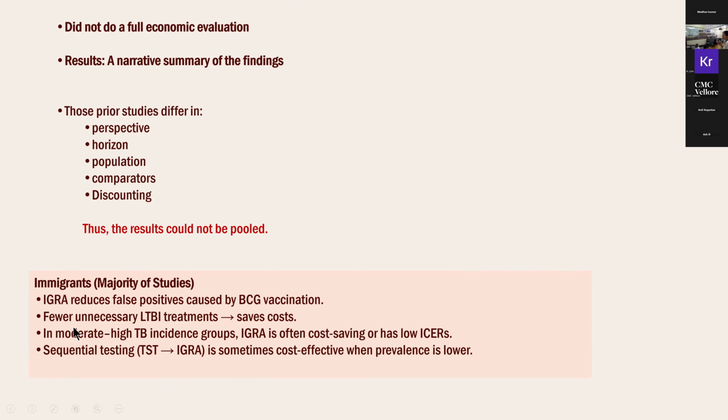What their major findings were: IGRA reduced false positivity caused by BCG vaccination. Fewer unnecessary LTBI treatments, therefore saved costs downstream. In moderate to high TB incidence groups, IGRA was cost saving. And sequential testing, that is TST followed by IGRA, was cost saving when the prevalence was lower. Now, all this is just text. So I've just summarized what their 2-3 pages were.